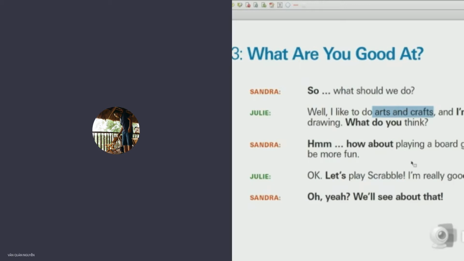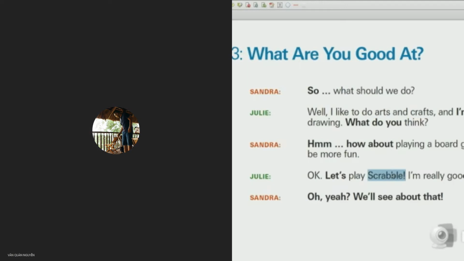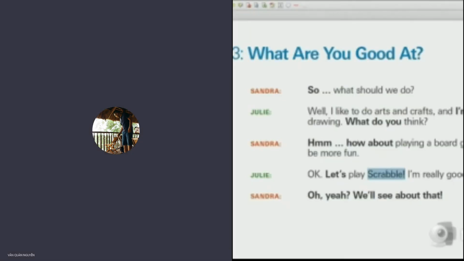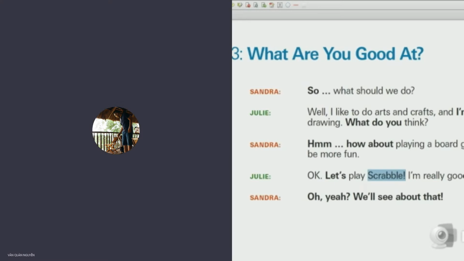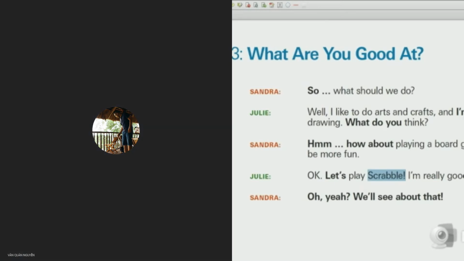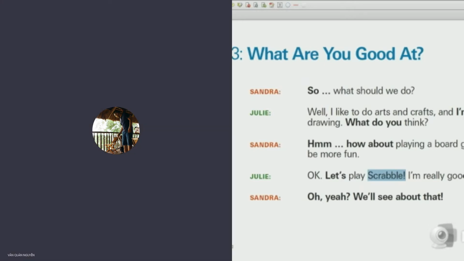Scrabble. Oh, Scrabble. Okay. Yeah, it's very hard to explain this. I think you should Google a picture of Scrabble. You will see, because Scrabble is a board game where you get letters and then you form a word on the board. So go ahead and Google Scrabble so that you can see.